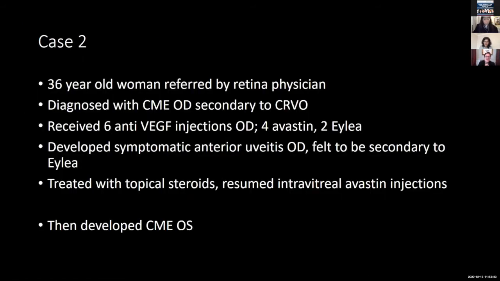Our second case is a 36-year-old woman referred by a retina surgeon. She's been diagnosed with CME in her right eye secondary to vein occlusion. She's had 6 anti-VEGF injections, and then she develops anterior uveitis in her right eye, which was felt to be secondary to one of the anti-VEGF injections. So she's treated with topical steroids, and then they go back to the bevacizumab every month. And then she develops macular edema in her other eye, so she's sent to me.